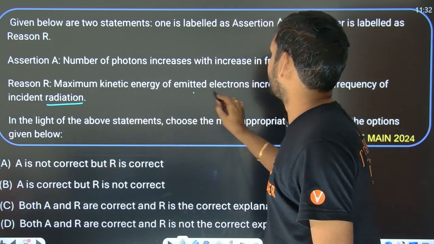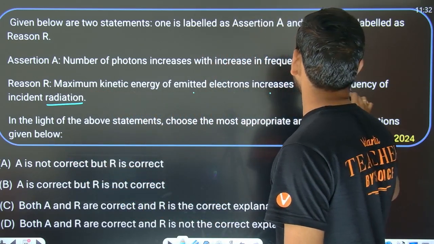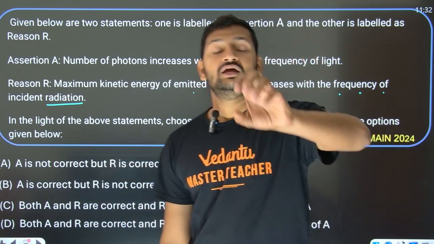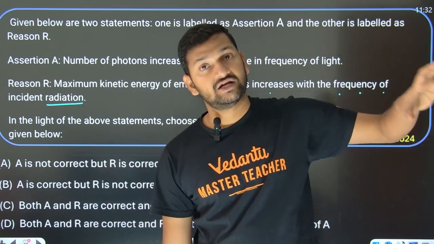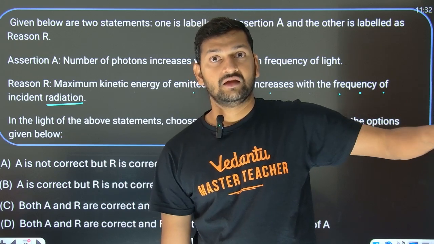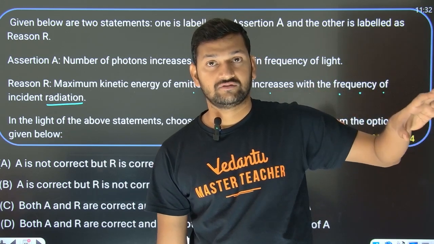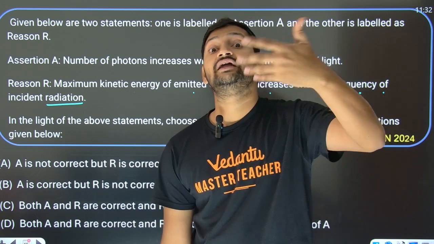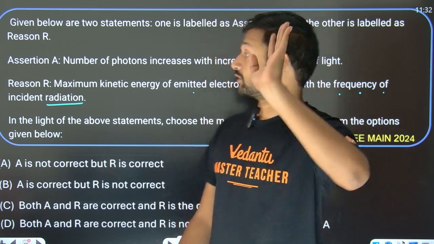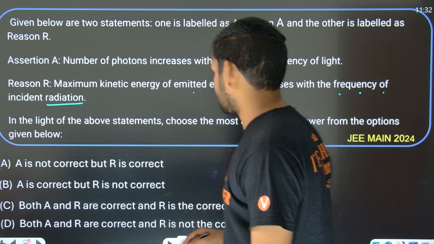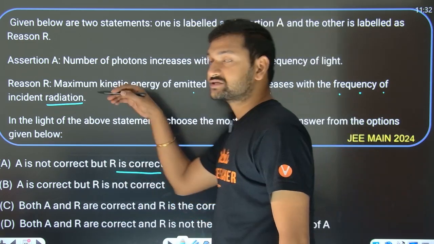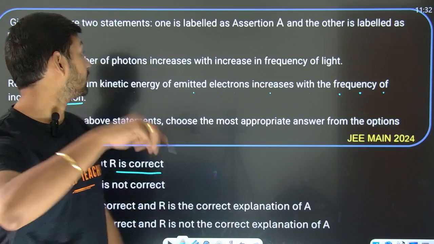Maximum KE of emitted photoelectrons increases with the frequency of incident radiation. That is correct. Why? If you increase the energy of the incident photon, obviously the work function is constant, so the kinetic energy of the electrons coming out will be more. So R is definitely correct. Now let us go for A, whether it is correct or not.